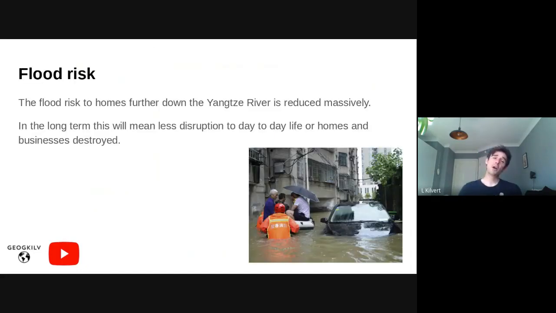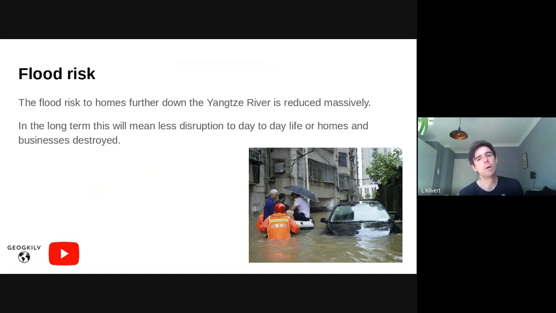So the first advantage, and we know this from looking at it last lesson, is that actually what we can do is we can control the risk of flooding. We can control the risk of flooding by using those floodgates to be able to control the flow of water going through the dam. Now, if we're able to do that, one of the big advantages is that the flood risk for homes further down the Yangtze River is massively reduced.